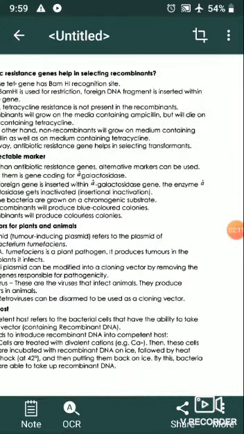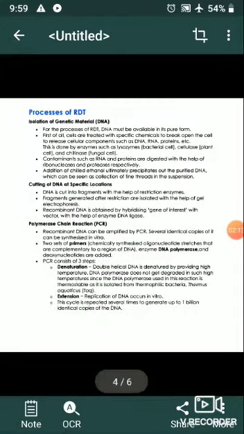Next, the process of recombinant DNA technology. Isolation of genetic material DNA, cutting of DNA at a specific location, amplification of DNA of interest using polymerase chain reaction, insertion of recombinant DNA into the host cell, obtaining the foreign gene product.